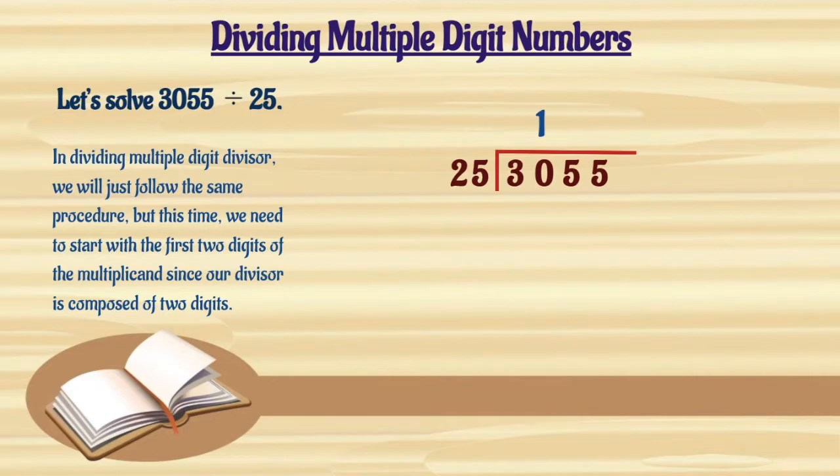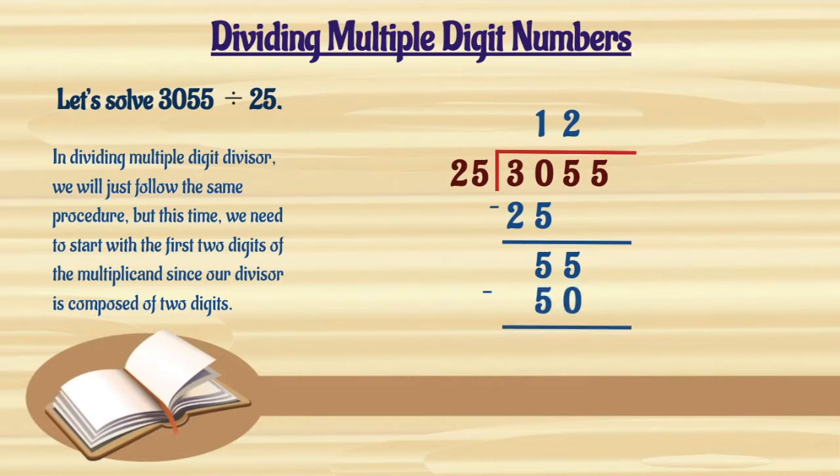So, 25 times 1 is equal to 25. We need to minus 25 from 30. Our answer would be 5. We need to bring down 5 to give us 55. Again, let's go back to step 1, which is division. 55 divided by 25 is equal to 2. 25 times 2 is equal to 50. Next, let's subtract 50 from 55. That is equal to 5.